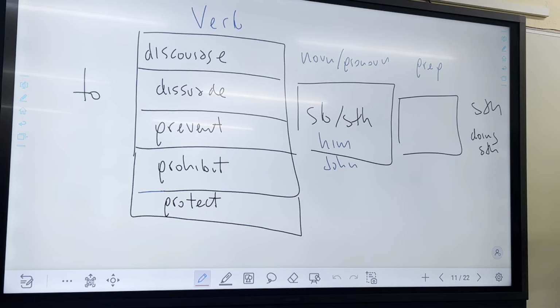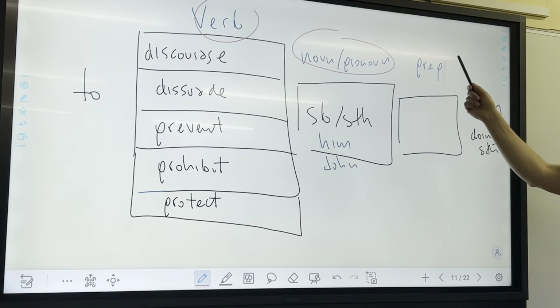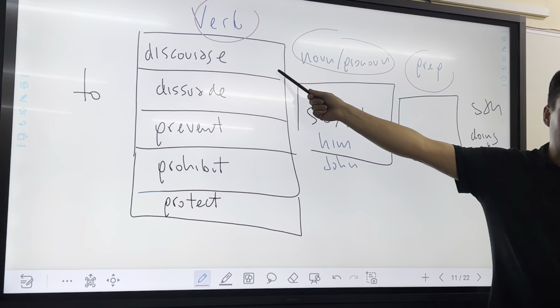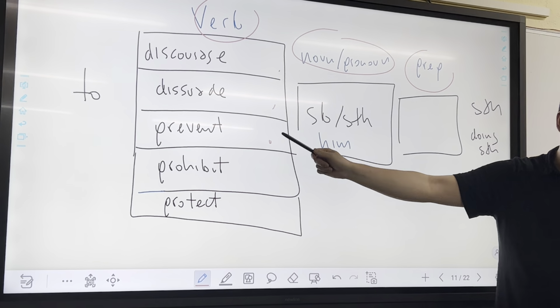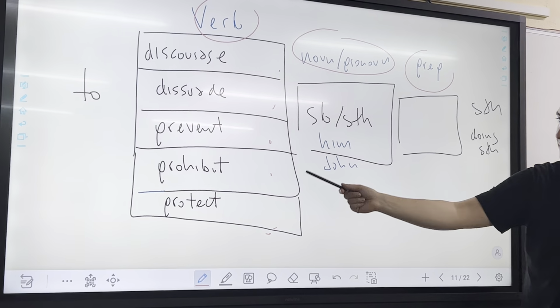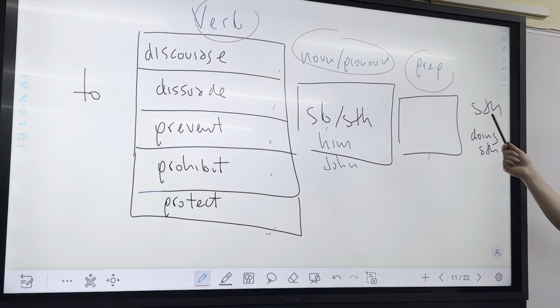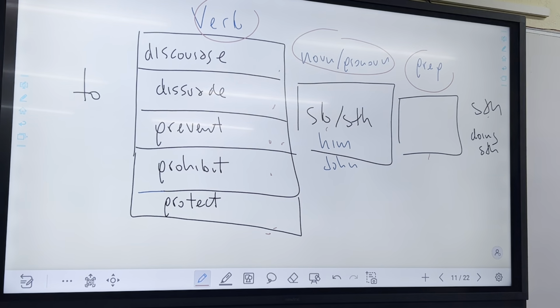Another pattern, again, the pattern is the same. Verb, noun or pronoun, and then preposition. To discourage, to dissuade, to prevent, to prohibit, to protect. Protect somebody, something. Prevent somebody, something. From.